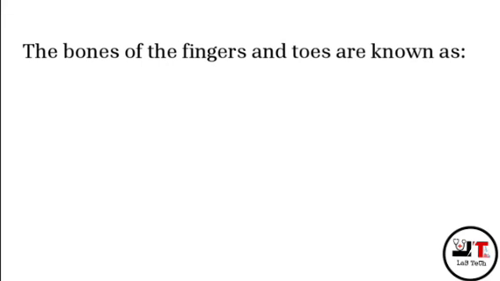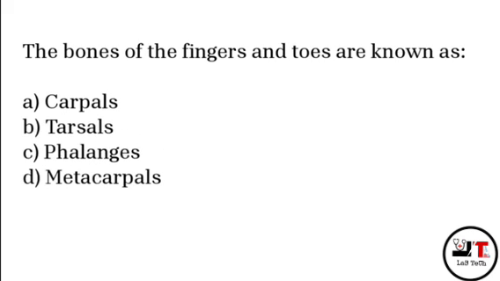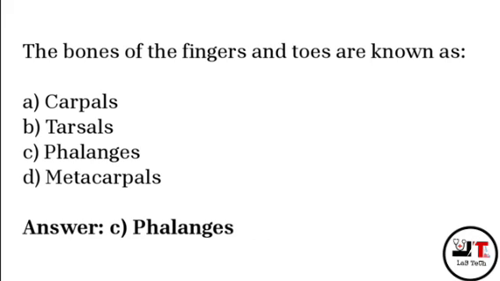The bones of the fingers and toes are known as carpals, tarsals, phalanges, metacarpals. So the correct answer is option C. The bones of the fingers and toes are known as phalanges.